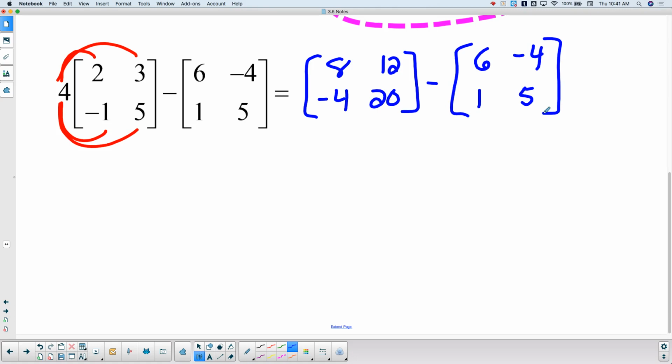Now, if you show, like, Logan, I'm going to use you as an example. You showed this next step where you did 8 minus 6 and 12 minus negative 4. That's fine. Okay? Some people can do that in their heads. Some people need that extra step. That's your call. Okay? That's up to you if you want to do that. So 8 minus 6, 12 minus negative 4, negative 4 minus 1, 20 minus 5.